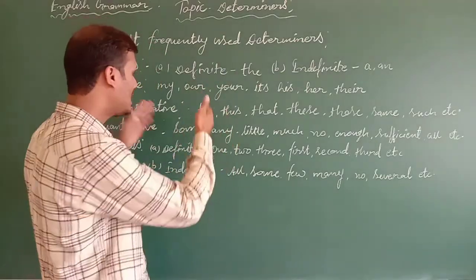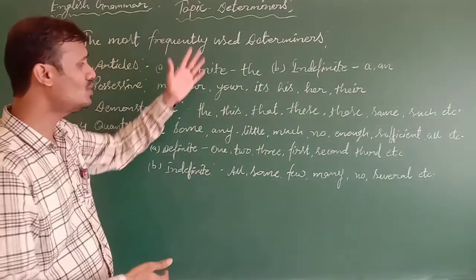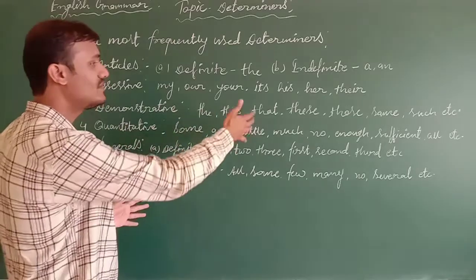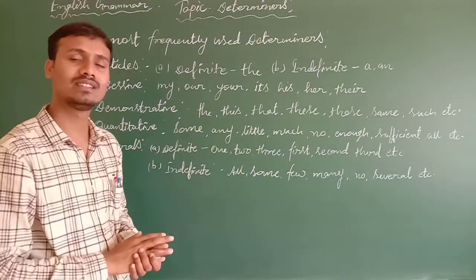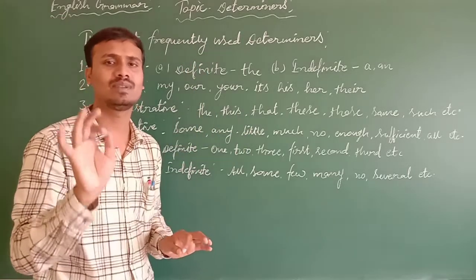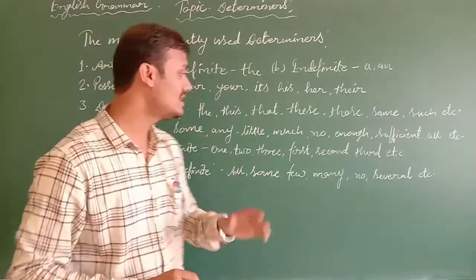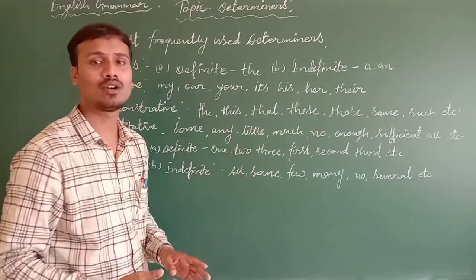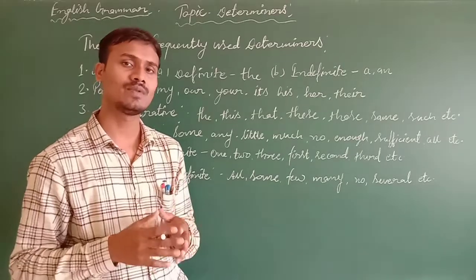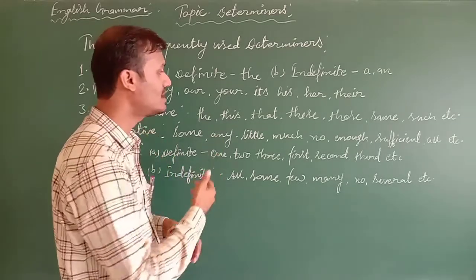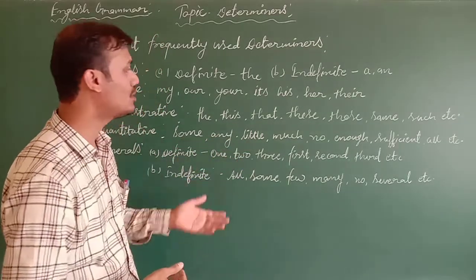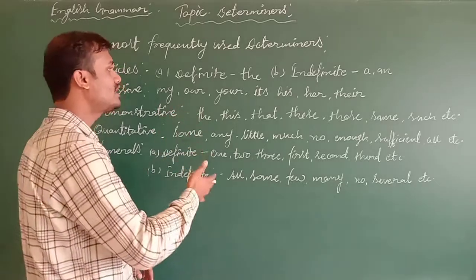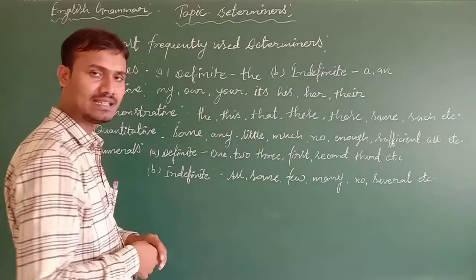So now we have seen how the determinants work in these different forms. To be very short, a determinant is something that determines something, and when these words determine any object, any noun, they are called determinants. Students, so far we have discussed the types of determinants, and now let's move ahead and try to know the use of all these words in detail.